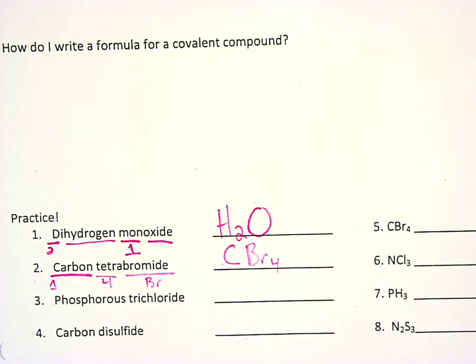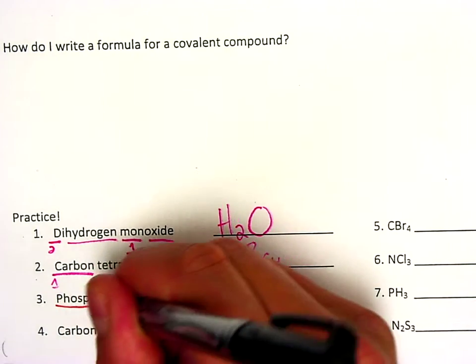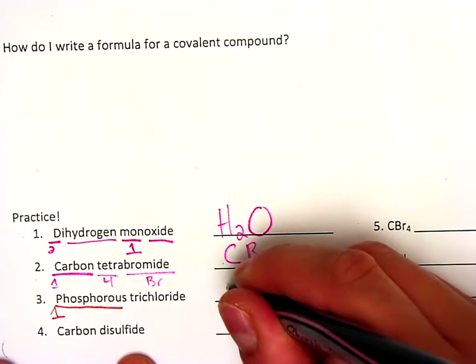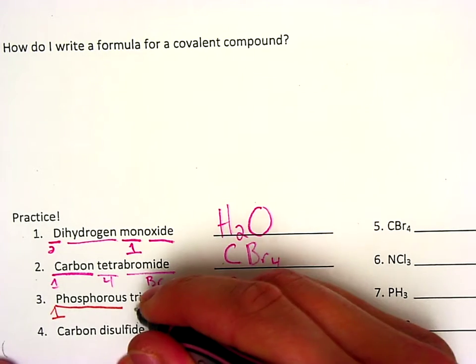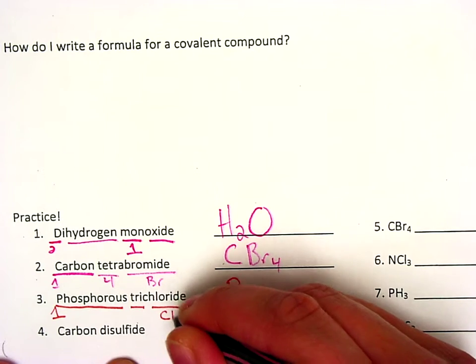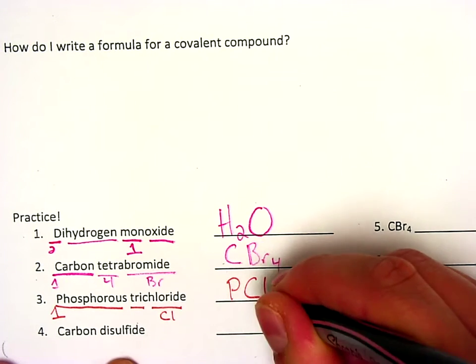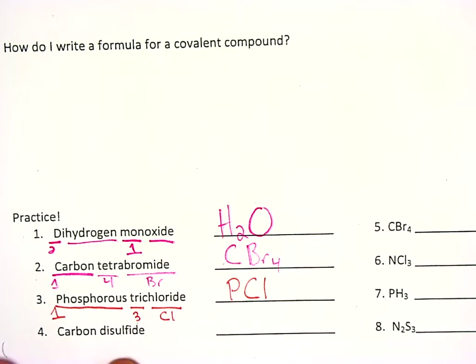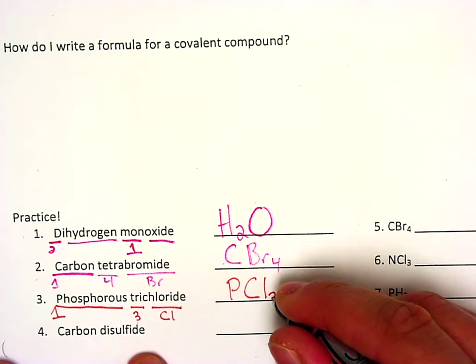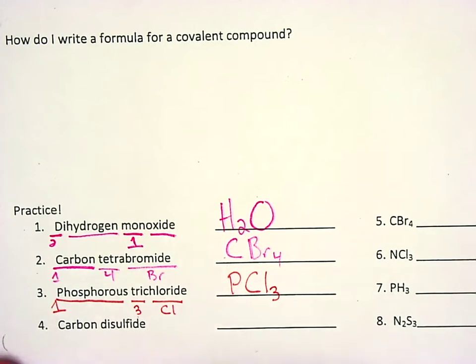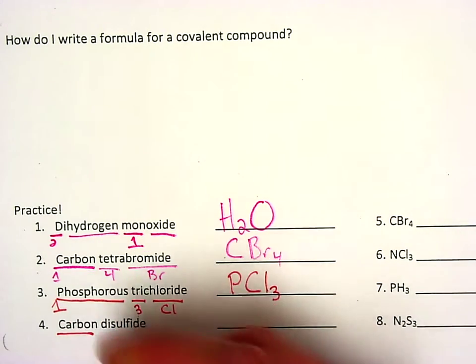Okay, next one, phosphorus trichloride. All right, no prefix, so it means I have one of it, so I'm just going to write P. Trichloride, I have trichloride. Chloride comes from the element chlorine. And then tri is the prefix for 3. So that means you have 3 chlorine, so you put the 3 after the chlorine. So tri, like tricycle.